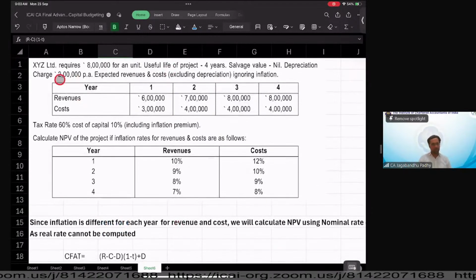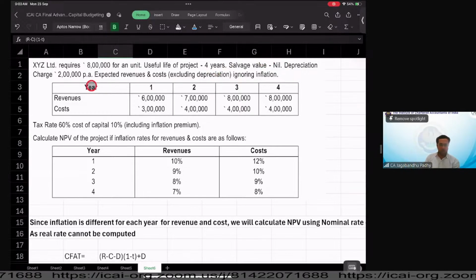Now in this question, 8 lakh is an initial investment that we need to make. Useful life of the project is 4 years. Salvage value is going to be nil. Depreciation charge is going to be 2 lakh per annum. And expected revenue and cost excluding depreciation is given to us. So let's calculate the nominal revenue and the nominal cost first. How do we get the nominal revenue or cost? Simply, the real revenue and the real cost, you adjust with the inflation rate.